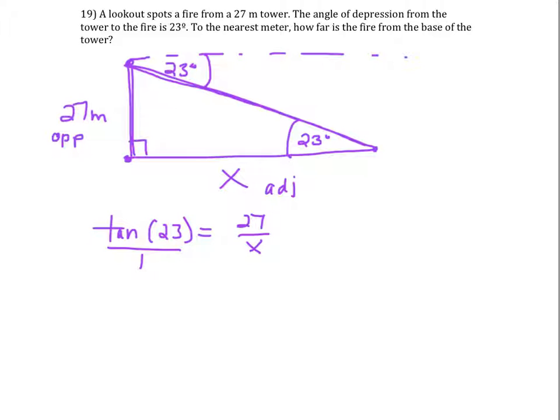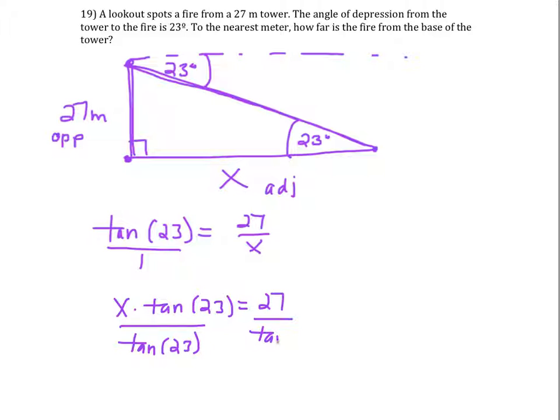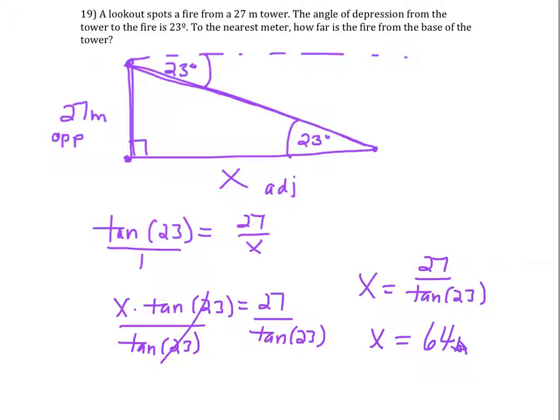So cross multiply, and we get x times the tangent of 23 is equal to 27. Divide both sides by the tangent of 23. And you have x is equal to 27 divided by tangent 23. And go ahead and go to your calculator and divide that out. 27 divided by tangent 23, and that's equal to 64 meters.